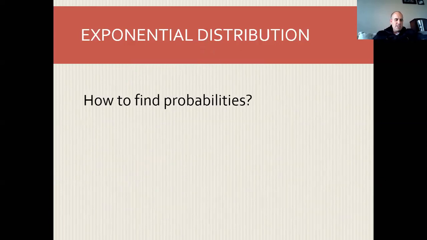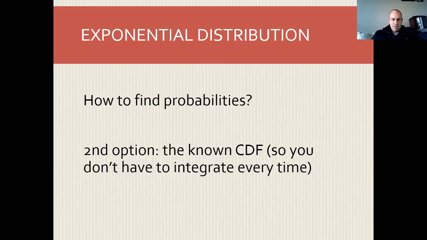How do we find probabilities? Well, again, we can either integrate the density or we could use the CDF. So a couple of ways that we could find probabilities. You could also use Excel. Excel has a built-in function for the exponential distribution. The known CDF, I already kind of mentioned that. You could either integrate the density or use the CDF that you know you have, so you don't have to keep doing a bunch of integrals. But also Excel is a way that we could pull this off as well.